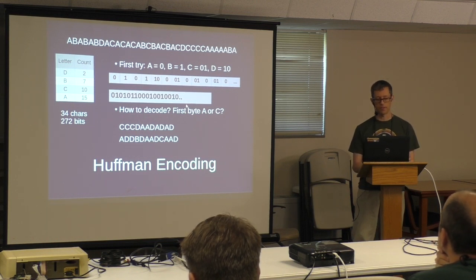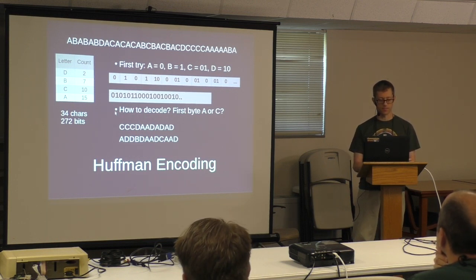But then how do you decode it? The problem is that this 0 could either be an A or the start of the C token. So there's multiple ways to decode it.